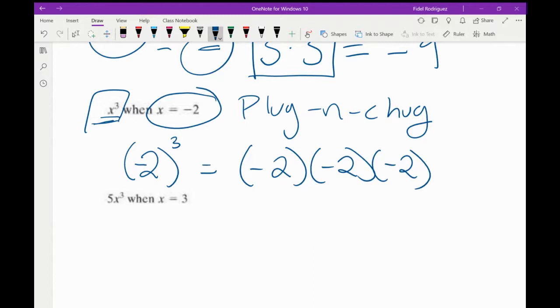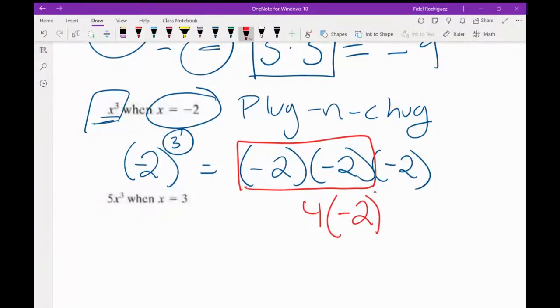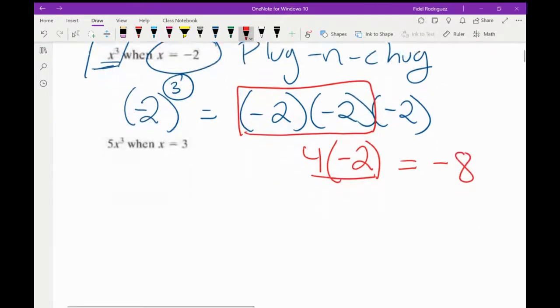So it tells me to write it down 3 times because that's the number that I have right now. So I'm going to do this in pieces. I'm going to say, well, look, a -2 times a -2 is a +4. And now a +4 times a -2, that's a -8. Okay.